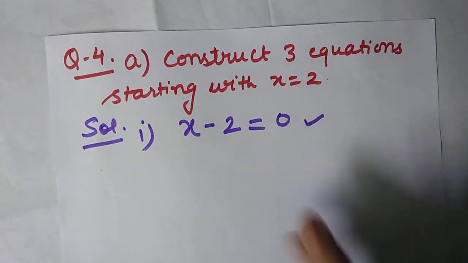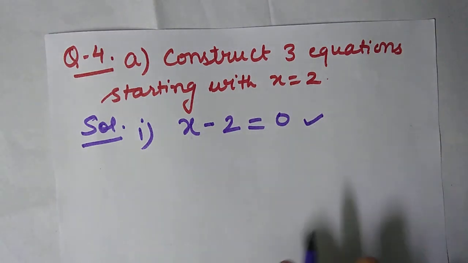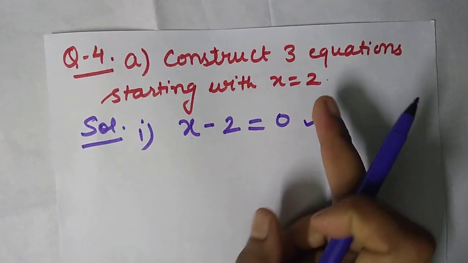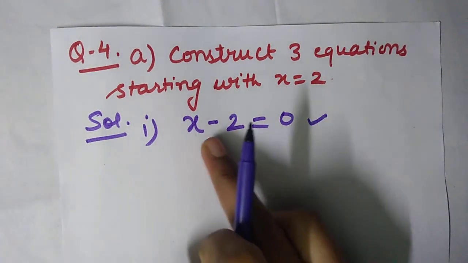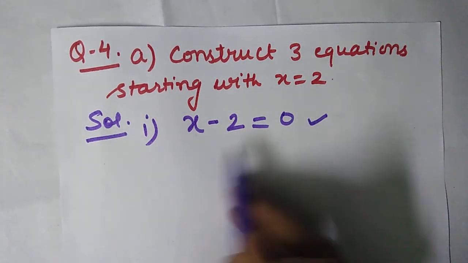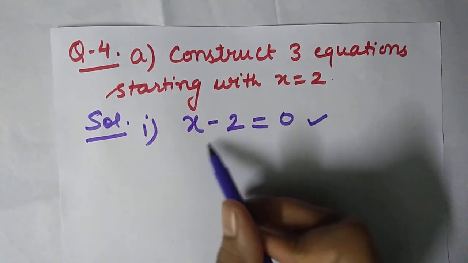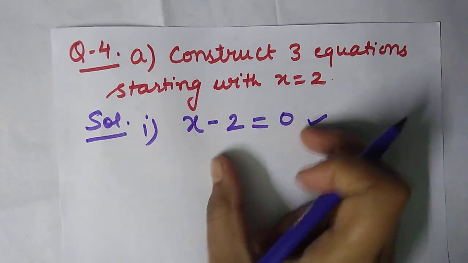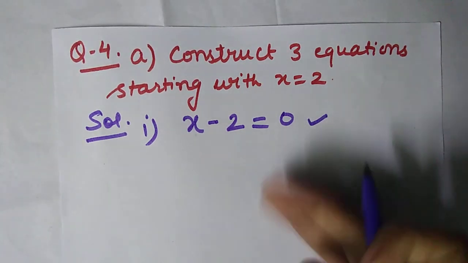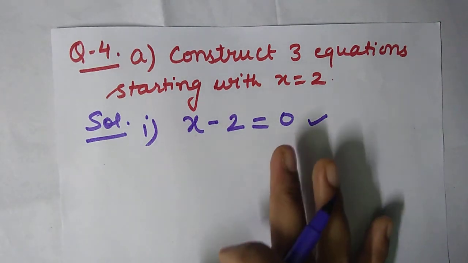You can write many more examples. So you have to write 3 equations such that the solution of the equation should be x equal to 2. This is the meaning of the question. One example I have given, that is x minus 2 equal to 0. If you put x equal to 2, then it will satisfy the equation. It means x equal to 2 is the solution of the given equation. In the same way, you have to write 3 or more equations, as asked in the question.